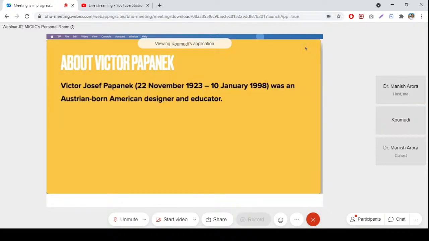Victor Papanek was an Austrian-born American designer and educator. He strongly advocated designers to be socially and ecologically responsible for the designs they produced through his influential book, Design for the Real World. There was also a sequel of this book called Design for the Human Scale, which also proposed ways in which designers can design for the real world.